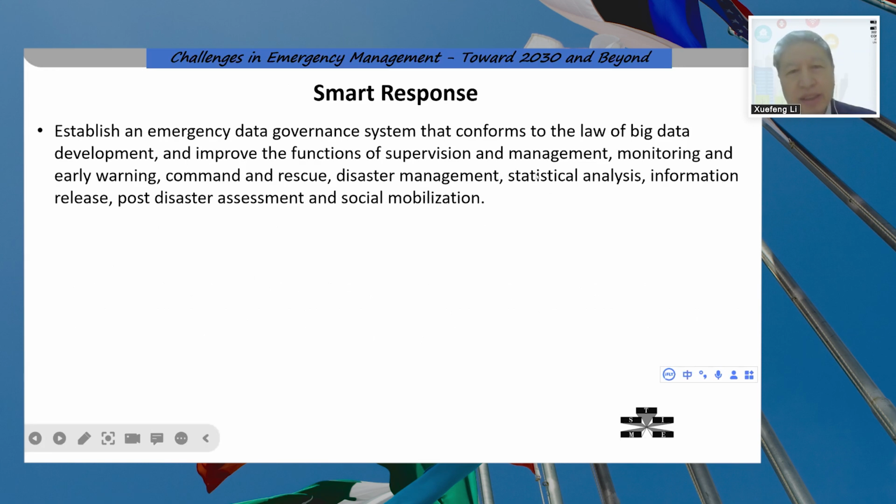The third point is smart response. The smart response means that we need to apply more big data, mega data technology, more AI, more information systems to work for us. So now smart cities, smart everything. It's quite popular now, but in fact, it's not easy.